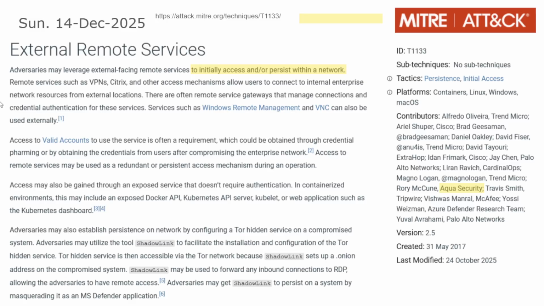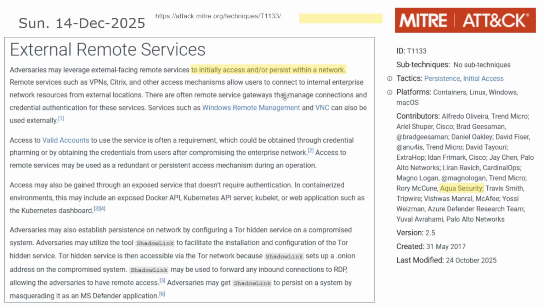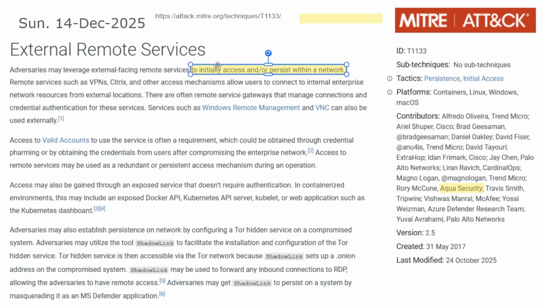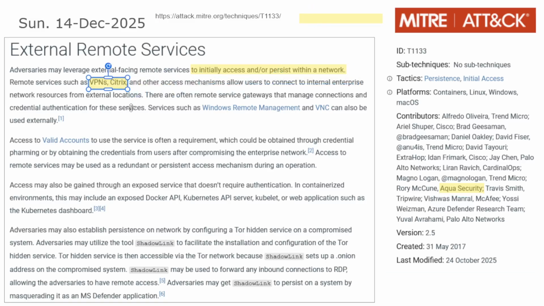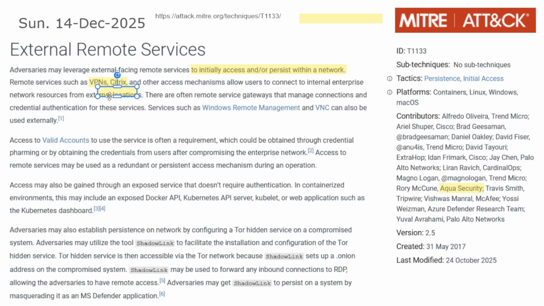Remote services such as VPN, Citrix, and other access mechanisms allow the user to connect to internal enterprise network resources from external locations. There are often remote service gateways that manage connections and credential authentication for these services. Services such as Windows Remote Management and VNC can also be used externally. So here they name some of those: VPN and Citrix are two that are explicitly named at least, and then we have Windows Remote Management and VNC. We could click on VNC, but as usual, we don't go down every rabbit hole that we can find here.